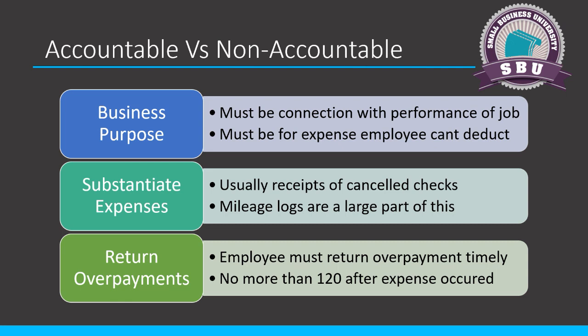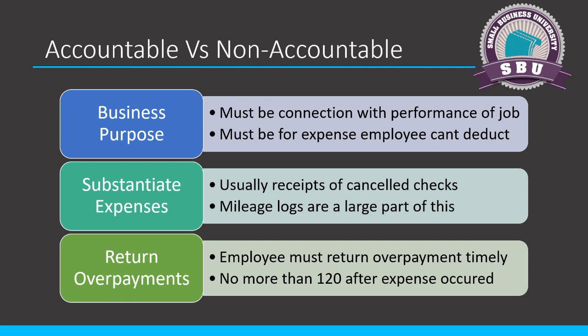Finally, the third piece is, there must be a mechanism for returning overpayments. So this is if you provide employee advances, before they've spent the money, even yourself. Then if you accidentally overpaid because you're guessing at what the advance needs to be, based on the expense reports they turned in, there has to be a mechanism where they return that money. They don't just keep it, okay?